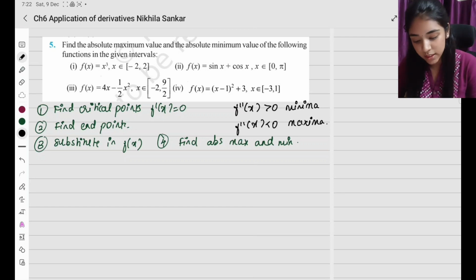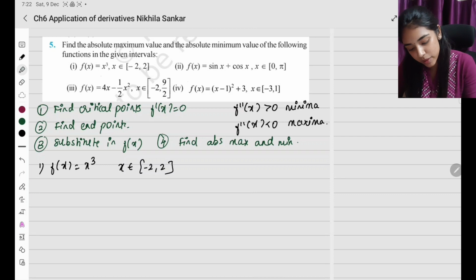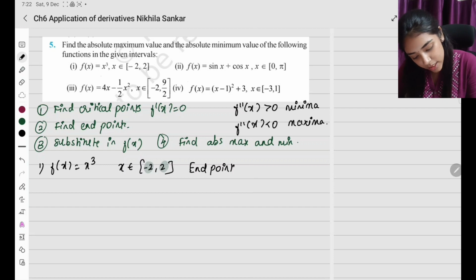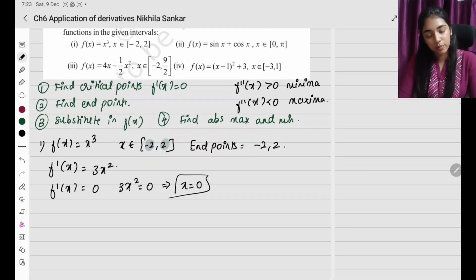Okay, now first step, I have f of x equals x cube. The interval for x is also given, minus 2 to 2. What are my end points going to be? It is going to be minus 2 and 2. So we have found the end points. Now I need to find my critical points. So f dash of x equals 3x square. When I equate f dash of x to 0, I have 3x square equals 0. From this I have x equals 0. So I found my critical point.